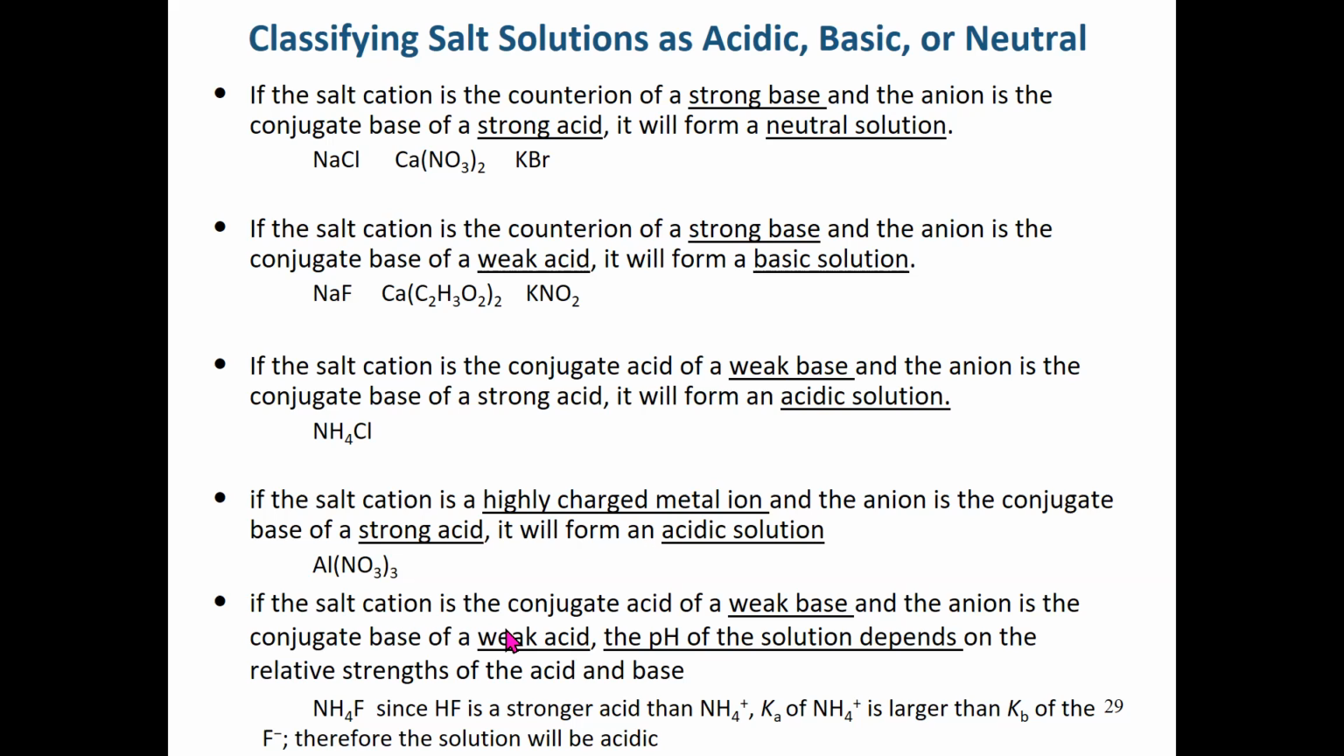Now, if the salt cation is the conjugate acid of a weak base and the anion is the weak base, the pH of the solution depends on the relative strengths of the acid and base. You have to compare those Kas and Kbs.